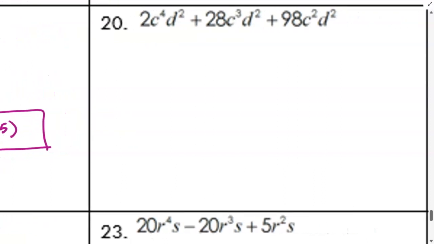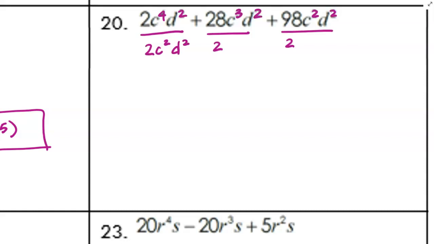Number 20. Okay, first, I can see that all of these could be divided by a 2. And then there's 4 C's, 3 C's, and 2 C's, so that means there's 2 C's in common. There's 2 D's, 2 D's, and 2 D's, so 2 D's in common. So I'm going to factor all of that out. So I have 2C²D² raised to the second power.